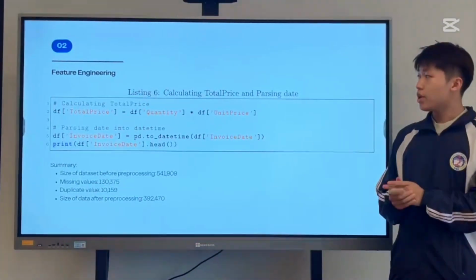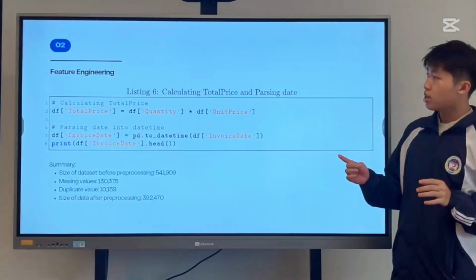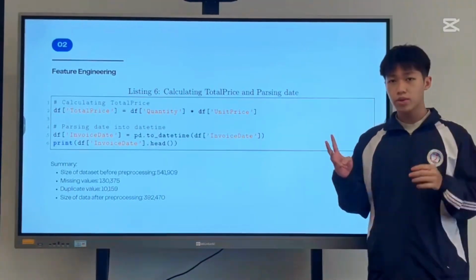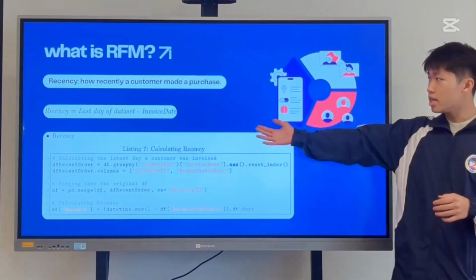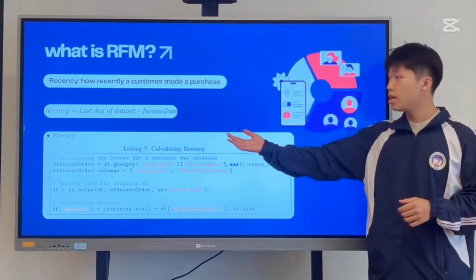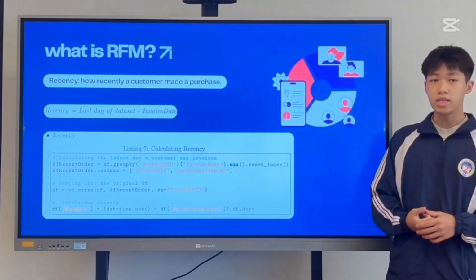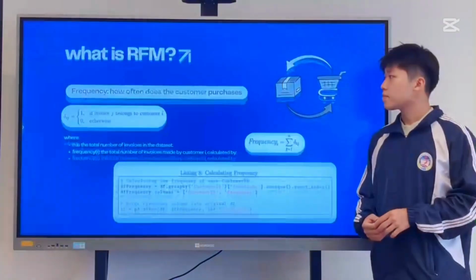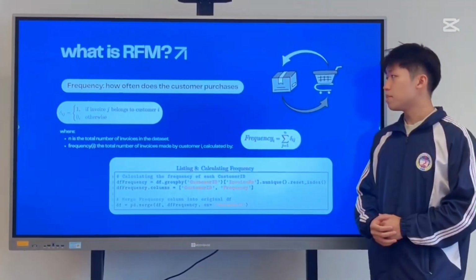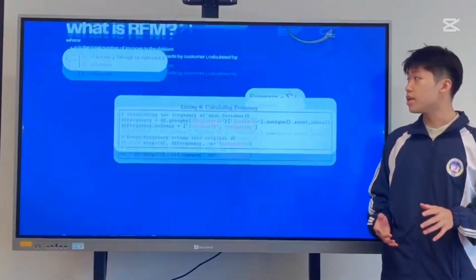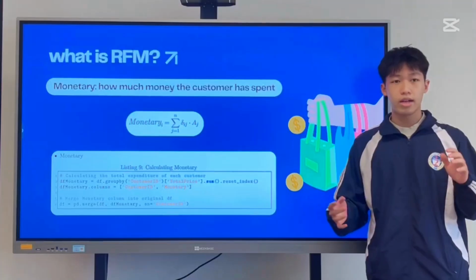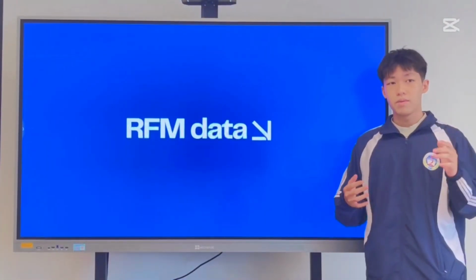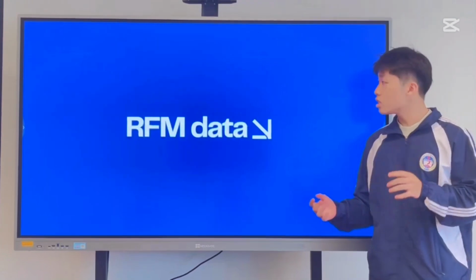As the next step, we move to RFM analysis with 3 metrics. First is recency. What is recency? It is how recently a customer made a purchase. You can see here the formula for how we calculate recency. Next is frequency, which shows how often the customer purchases. And finally is monetary, which is how much money the customer has spent. These features provide a way to evaluate customer value.